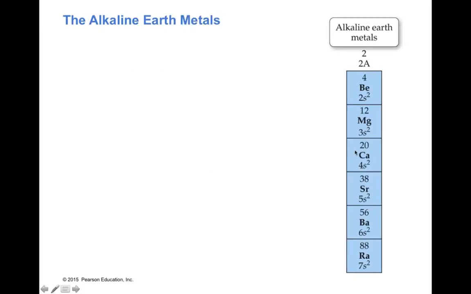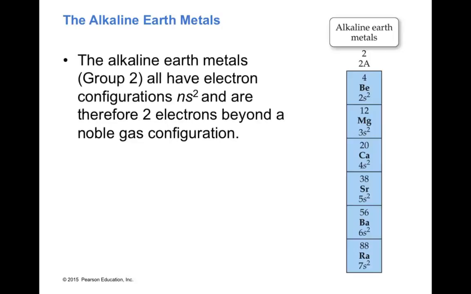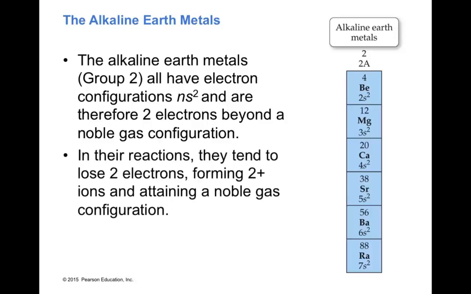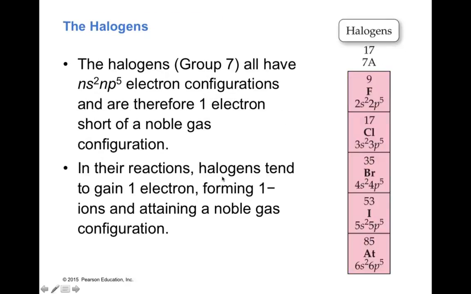The alkaline earth metals are basically the same concept. They have in their outermost shell a configuration of ns2, okay? So you have 2 electrons, and if they get rid of those 2 electrons, they will have a similar electronic configuration to a noble gas. So in their reactions, they tend to lose 2 electrons, and because they lose 2 negative charges, they form a cation with a 2+ charge. That's why calcium, magnesium, beryllium, strontium, all of them have a 2+ charge.